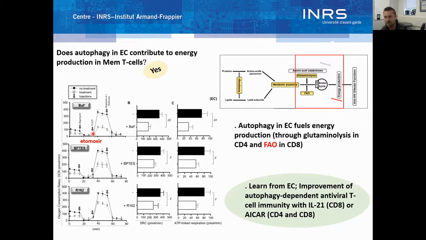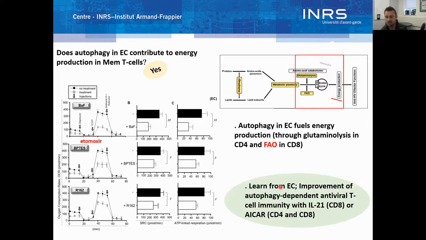We didn't find any differences when we use specific inhibitors of glutaminolysis within CD8. However, when we use the etomoxir, which is able to block the transportation of new lipid content within the mitochondria, we completely shut down the energy productions.